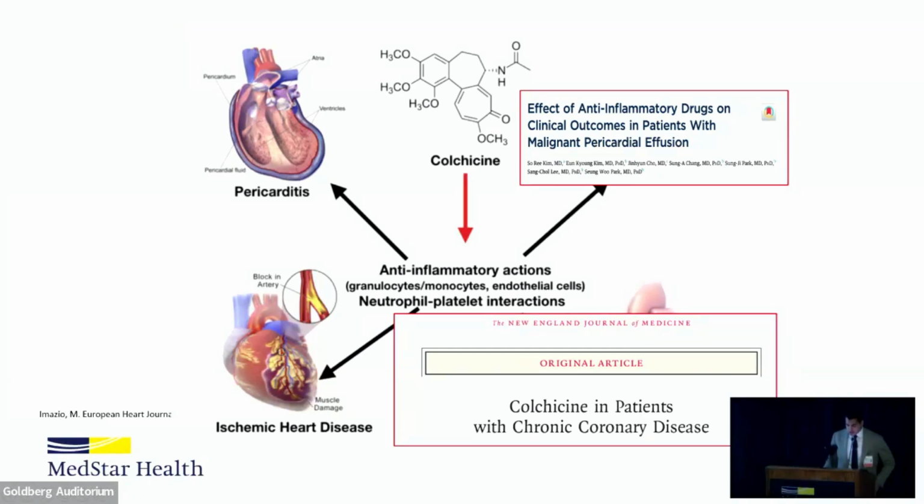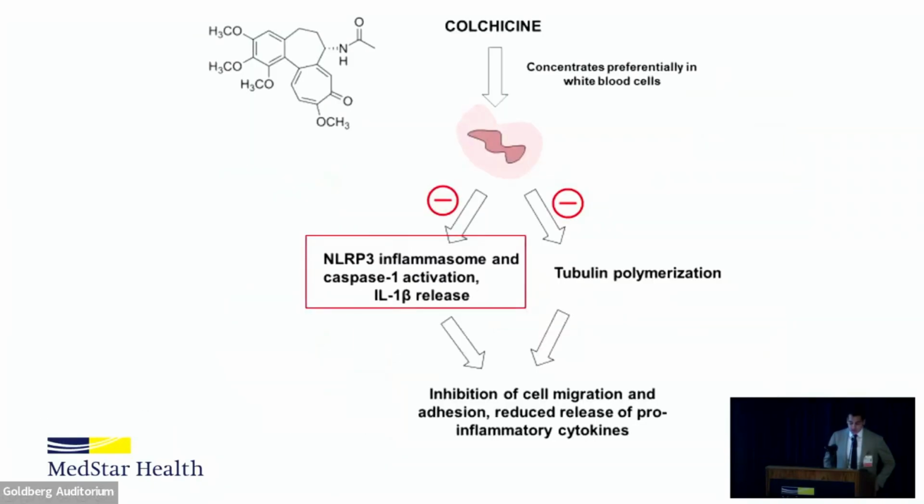This is a LoDoCo trial in patients with obstructive coronary disease for secondary prevention. And in this study, they found it also has a benefit as an anti-inflammatory therapy in patients with malignant pericardial effusion. So how do we look at the mode of action of colchicine? It really boils down to it being concentrated preferentially in the white blood cells.